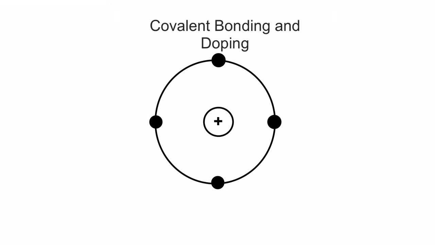This is a problem. So what it ends up doing is, this silicon atom is going to hook up with a bunch of his buddies, and they're going to share their valence electrons. And they're going to share them around so they each have 8 valence electrons. And this creates what we call a crystal lattice structure, or a crystal. So let's take a look at what that looks like.